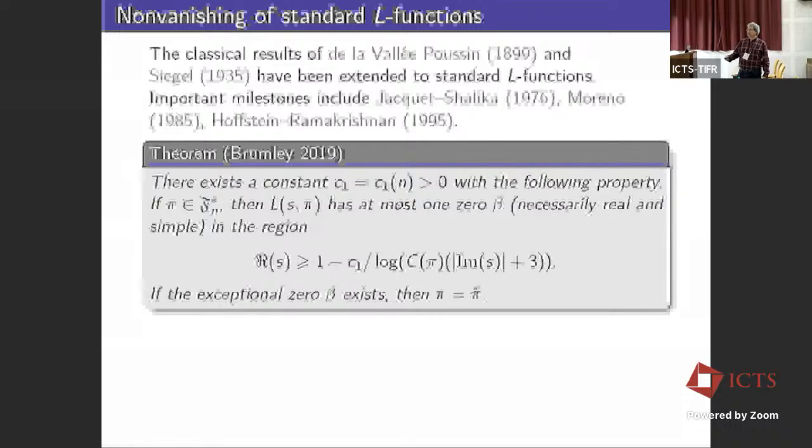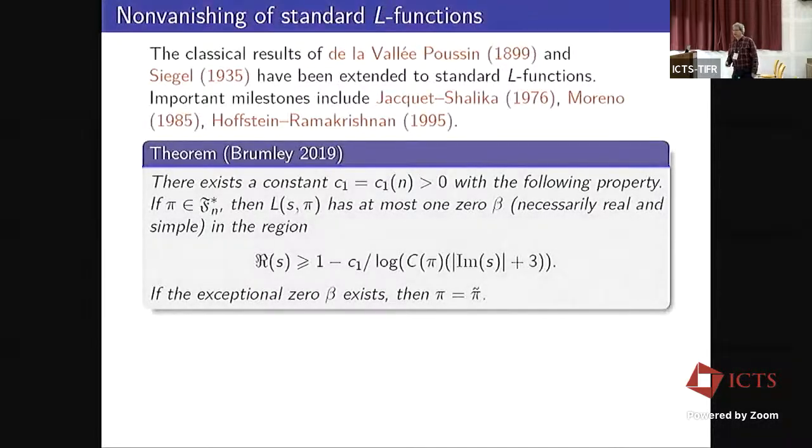Depending on n, there is a constant with the following property. This constant is effective, such that for every normalized cuspidal representation pi of GL_n, the corresponding standard L function L(s, pi) has at most one zero in this usual looking standard zero-free region. And if the exceptional zero exists, then necessarily pi is self-dual. So there can be at most one zero in that region, and we have a restriction on pi when that happens.